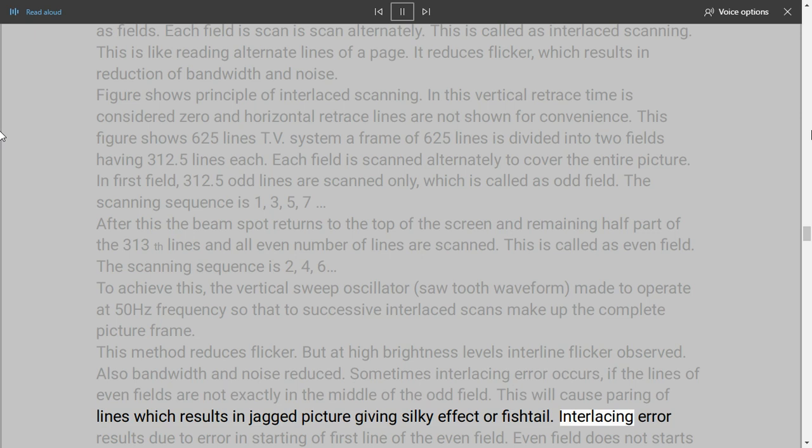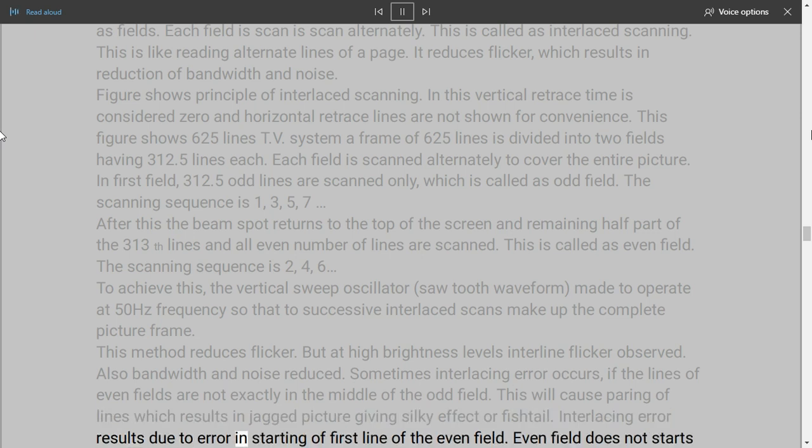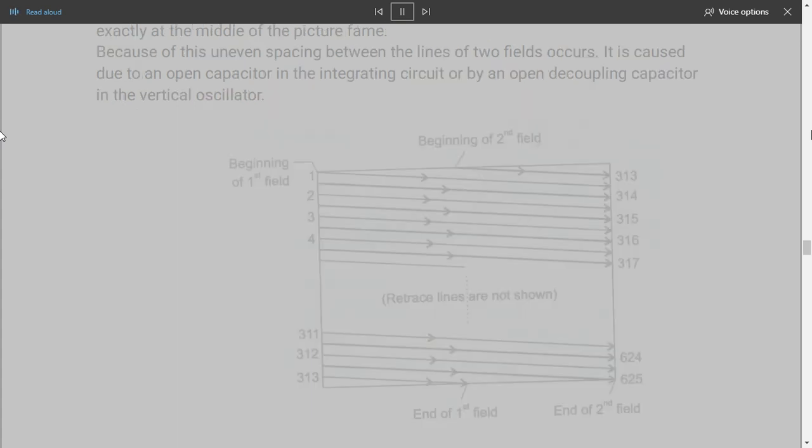Interlacing error results due to error in the starting of the first line of the even field. The even field does not start exactly at the middle of the picture frame. Because of this, uneven spacing between the lines of the two fields occurs. It is caused due to an open capacitor in the integrating circuit, or by an open decoupling capacitor in the vertical oscillator.